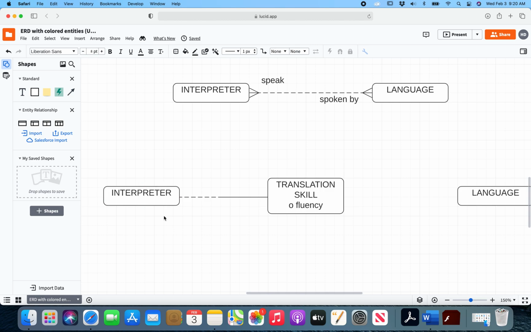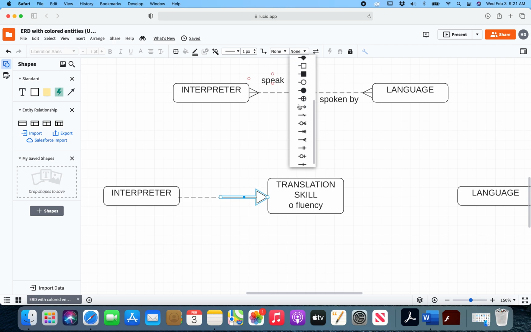Now going from interpreter to translation skill, the interpreter may have a translation skill. And if we offer multiple languages at our interpreter agency, this interpreter may know how to speak more than one language. They may speak French and German. So they may have one or more translation skills in the languages. So we're going to use a crow's foot.